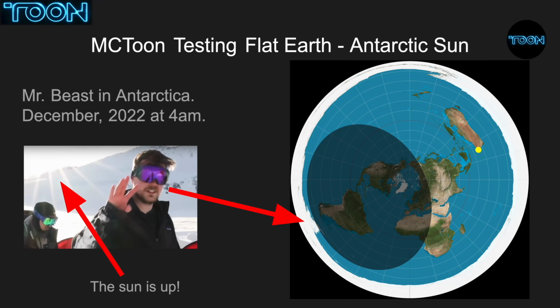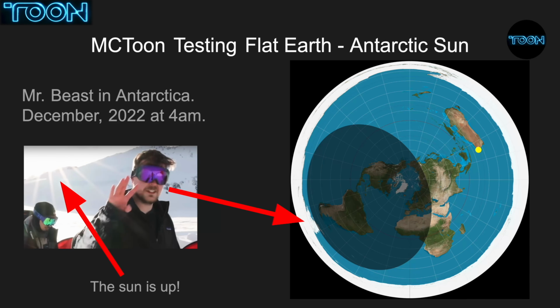So, in reality, you do see the sun in Antarctica in December, and you see it do 360 degrees all the way around you. This is a picture of a video from Mr. Beast, who went there about a year and a half ago. At 4 a.m., he's holding up 4 fingers, saying it's 4 a.m. and the sun is up. And at that moment, he's about where I'm pointing on the picture.